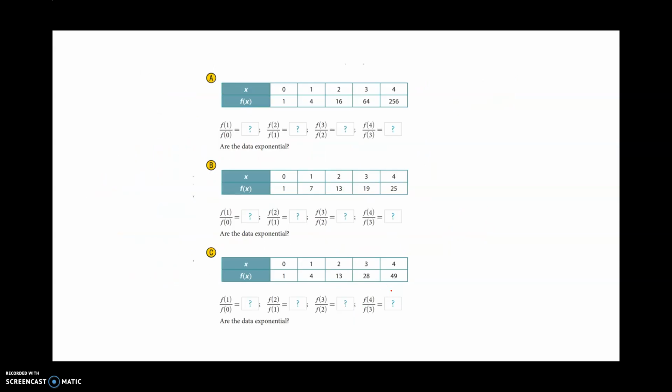So in the book, they give us some examples. We're going to see if we can recognize that this is exponential data. So f of 1 is 4 over 1, equals 4. F of 2 is 16 over f of 1, which equals 4. If we do this all the way out for this particular set of data, they're consistently 4. So that means the base for this exponential function is 4, and this would look like 4 to the x.